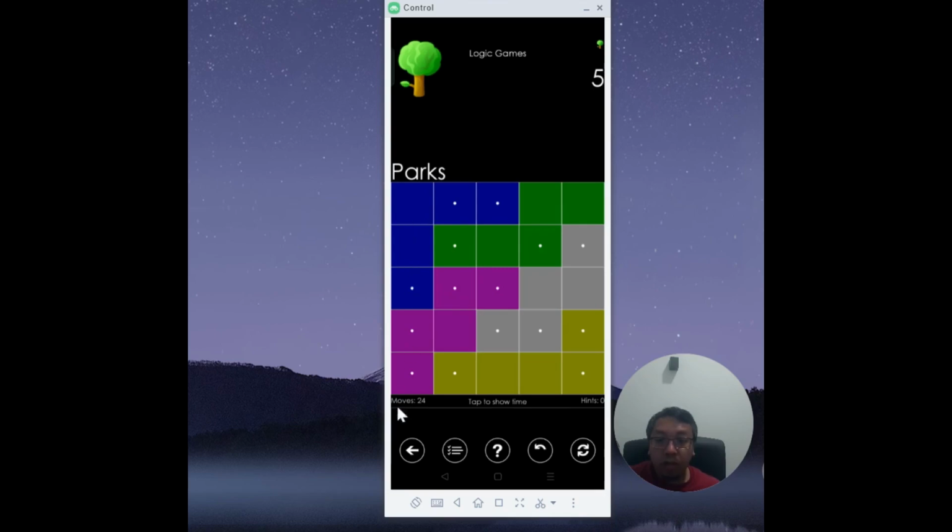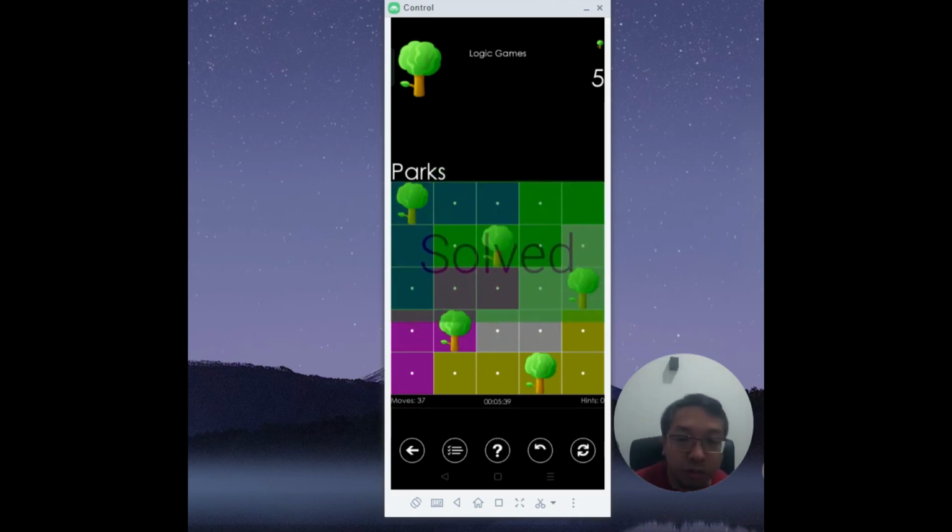So the only available space for magenta is here. So there is no tree here. There will be a tree here. There is no tree here and here. Yes, there is a tree here for gray. There is a tree here for green. And the last one is a tree here for the blue one. Okay, we have solved five levels of the game.